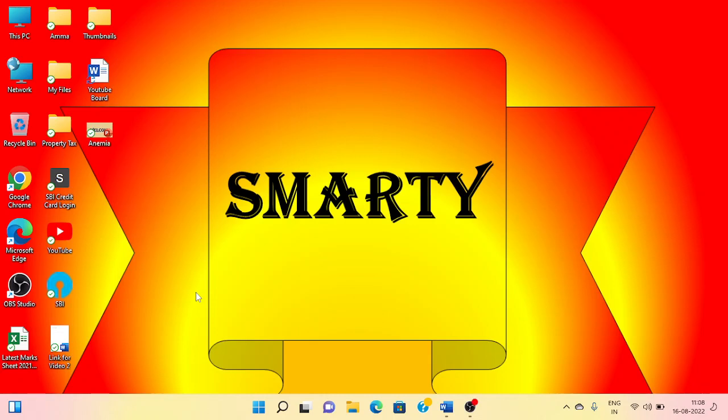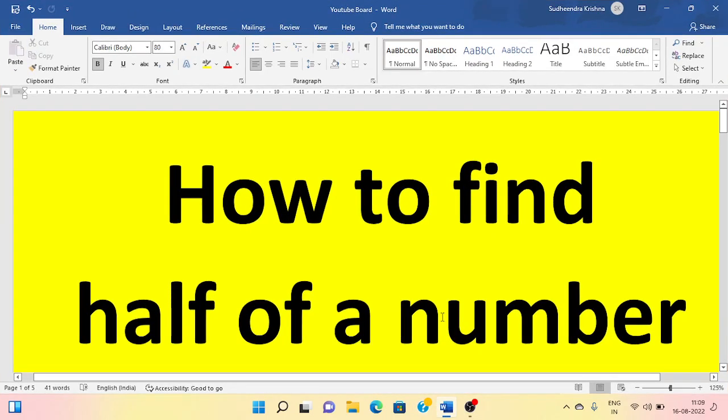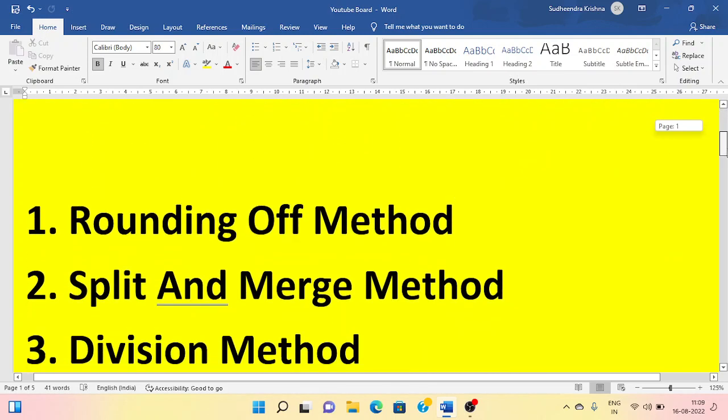Today I am going to show you a trick by using which you can solve many problems in Vedic maths. So let's start the session. In today's session, I'll show you how to find half of a number. If you know how to find half of a number, then you can solve a lot of problems using Vedic maths. So let us see how to find half of a number.